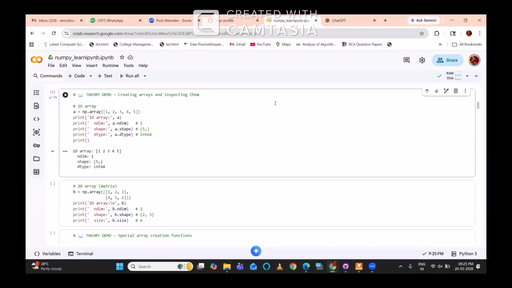Numpy, because the Numpy array itself is actually a data structure. Okay. Within that, it is a kind of linked list that is actually maintained.